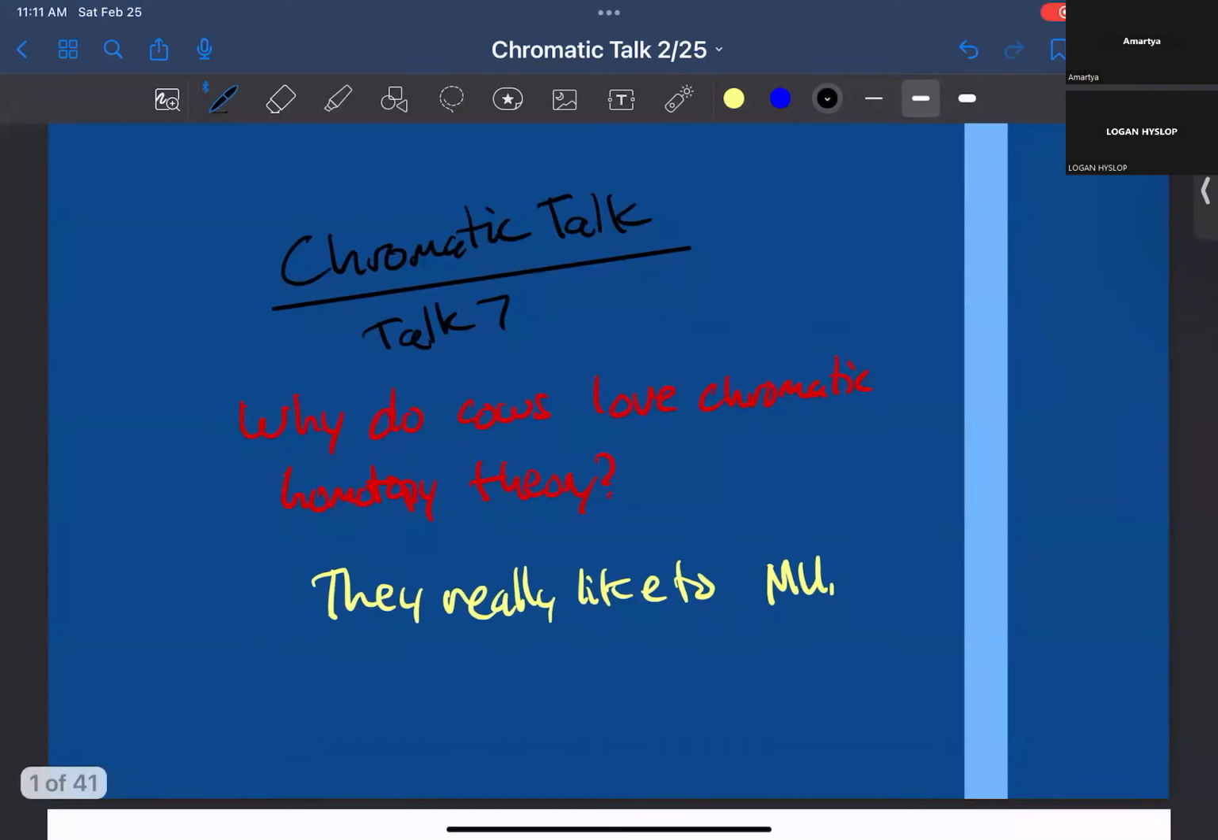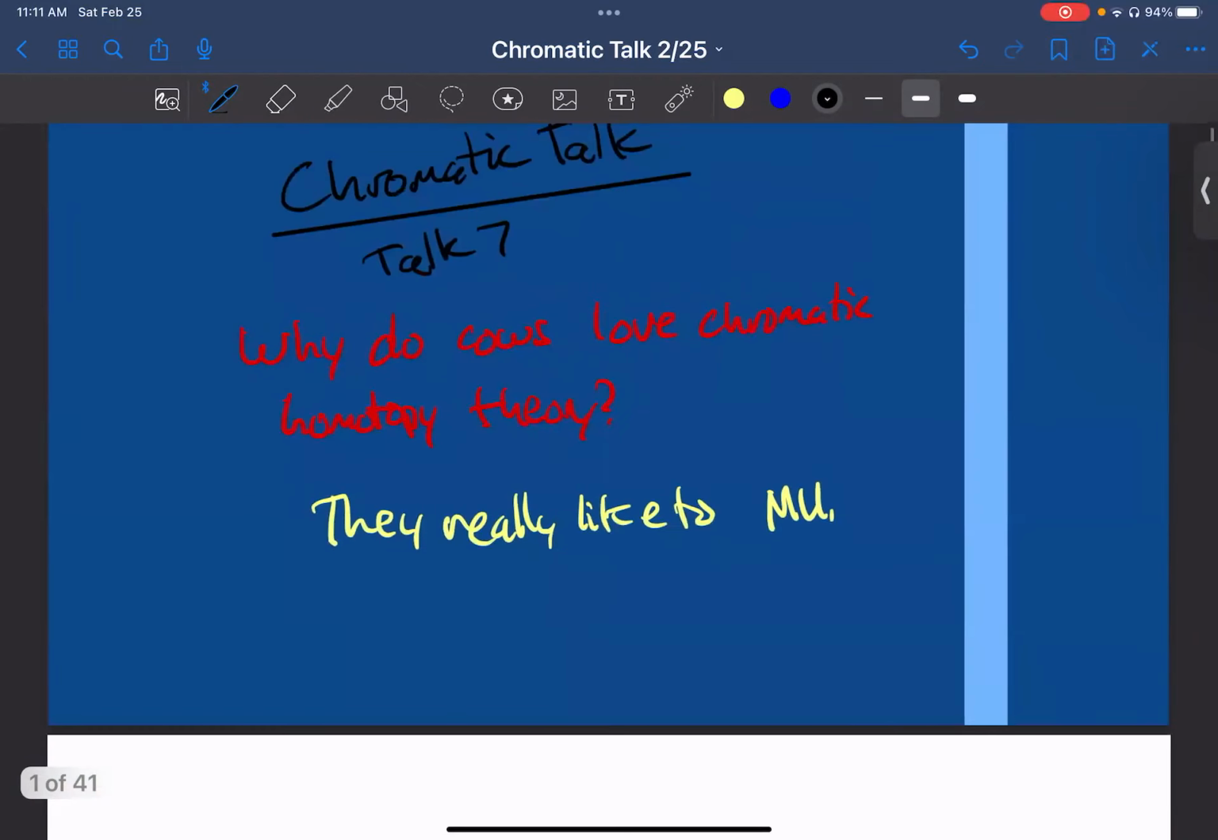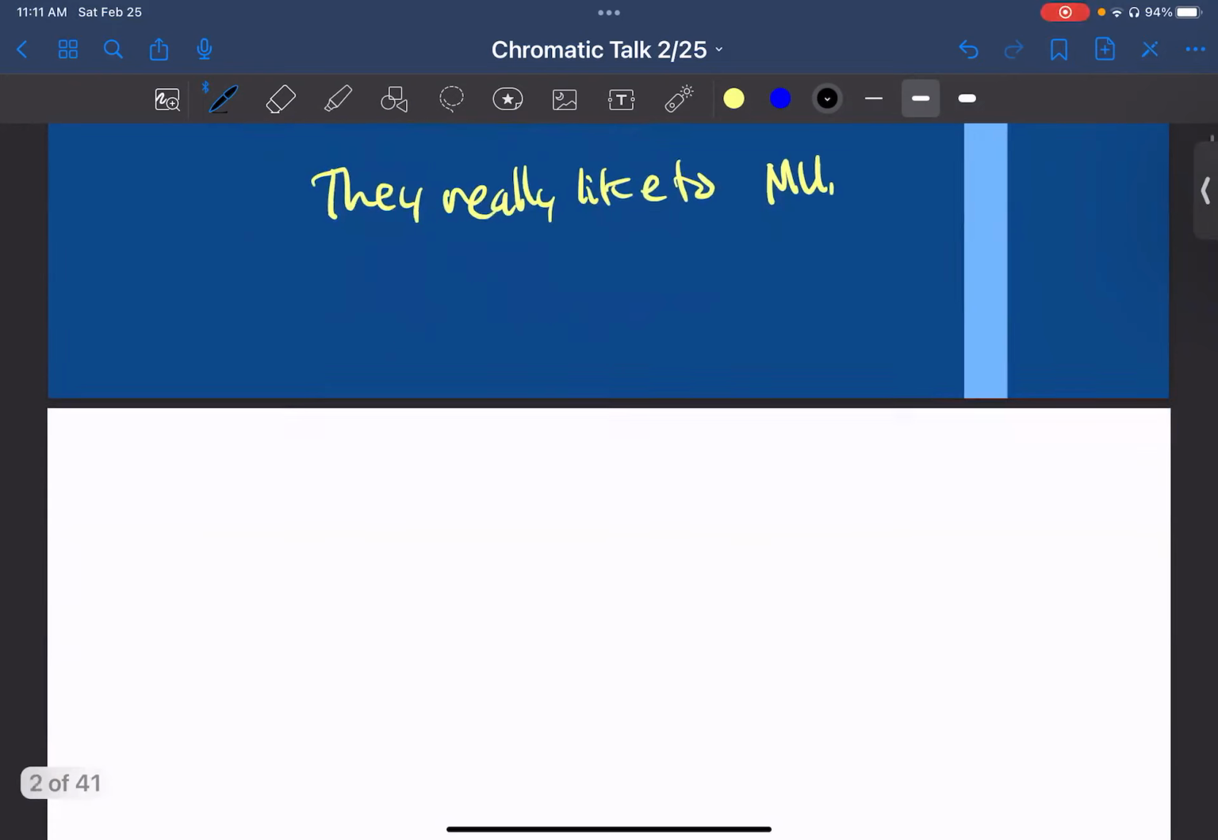All right, so today we're going to start with our Morava Stabiliser groups. So we have a nice little joke here to start us off. Why do cows love chromatic homotopy theory? Because they really like to move.